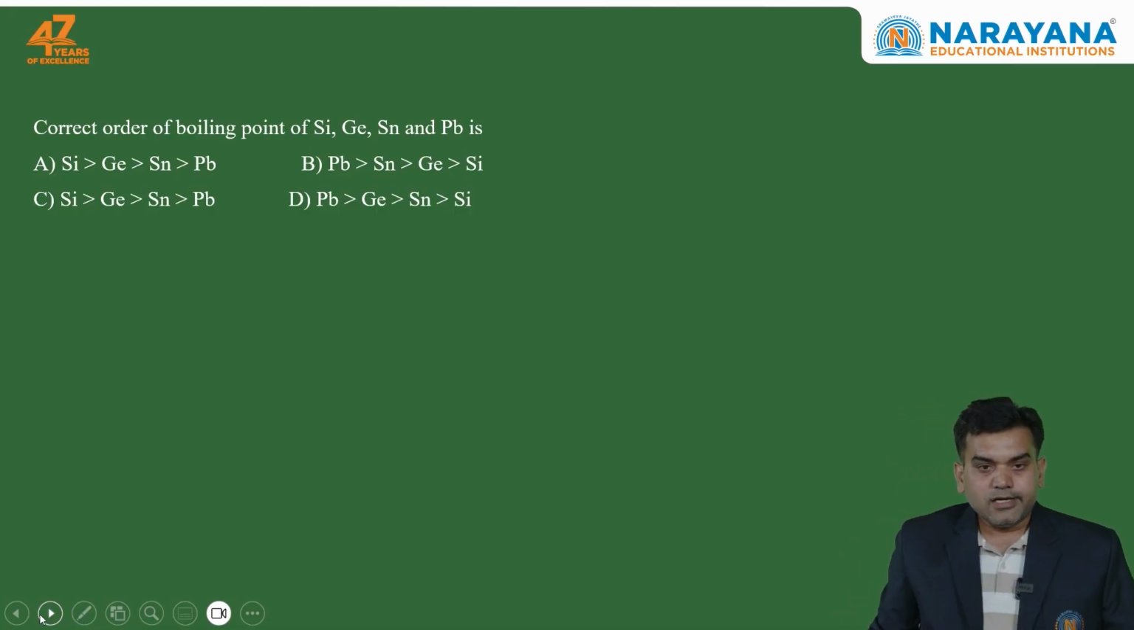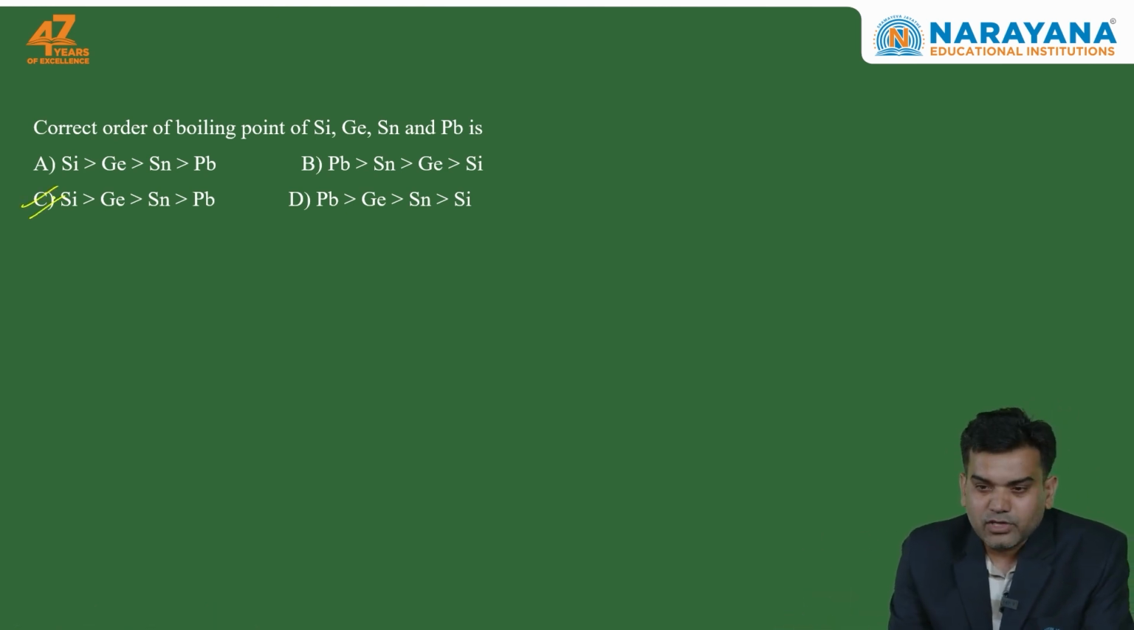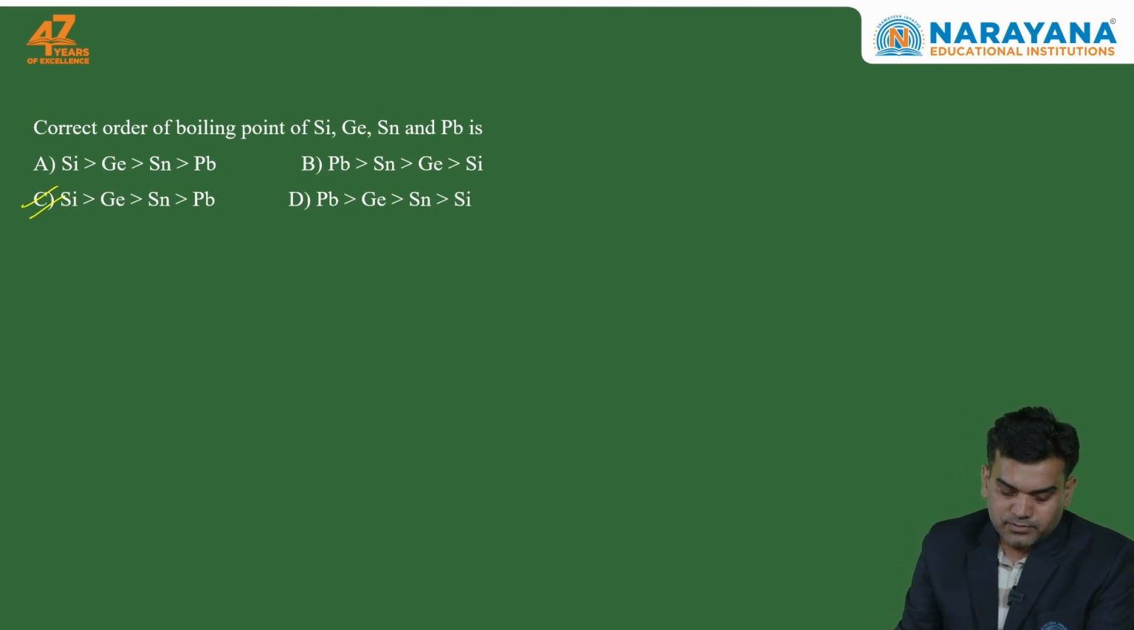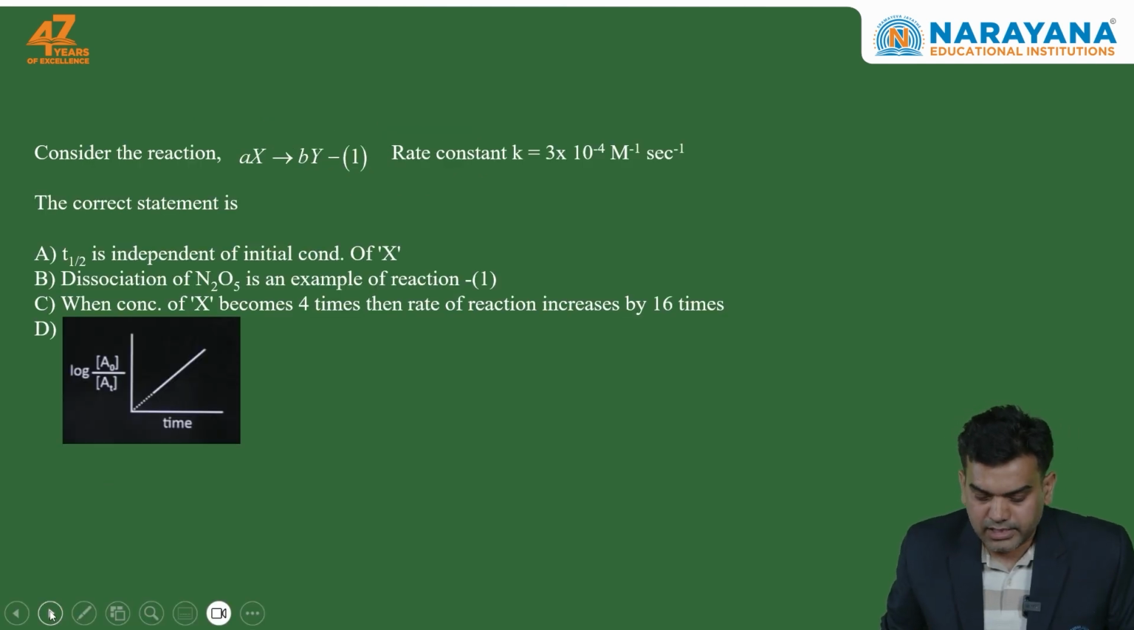Here also, if I have to compare the boiling point of silicon, germanium, Sn and Pb, it is also following this order. So group 13 and 14 properties you should remember. Next question, it is about the kinetics.